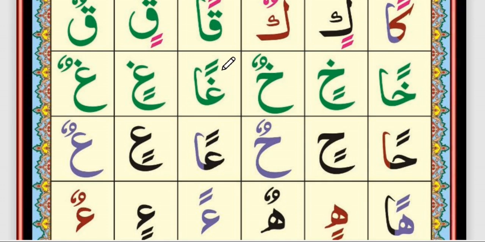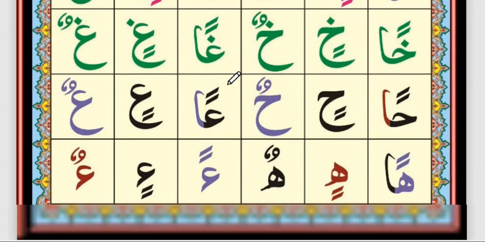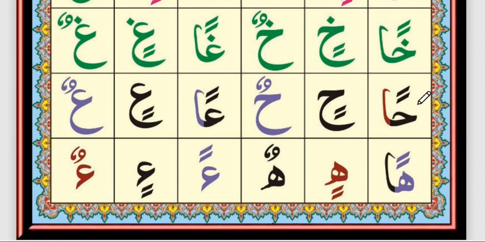Ghain, two zabar, ghan. Ghain, two zer, ghin. Ghain, two pesh, ghun. Ghan, ghin, ghun. So kha and ghain we will read in a thick voice. This is ha, a soft ha. It means you read this ha from the middle of your throat.